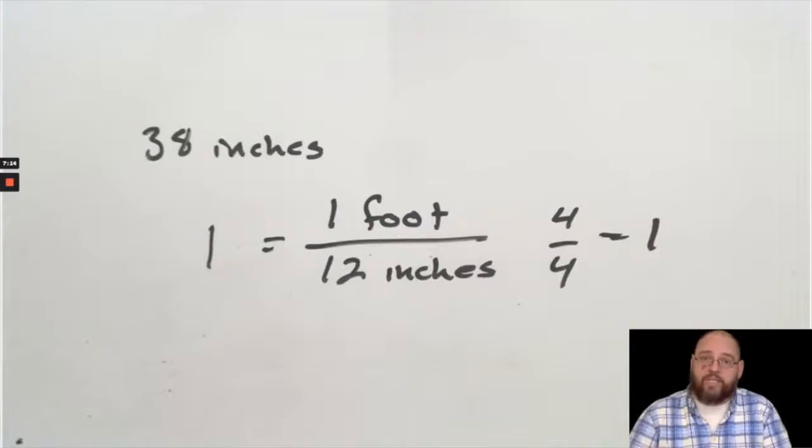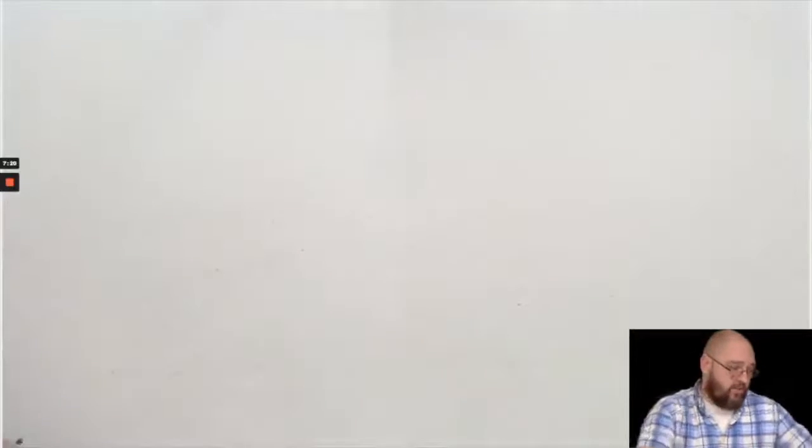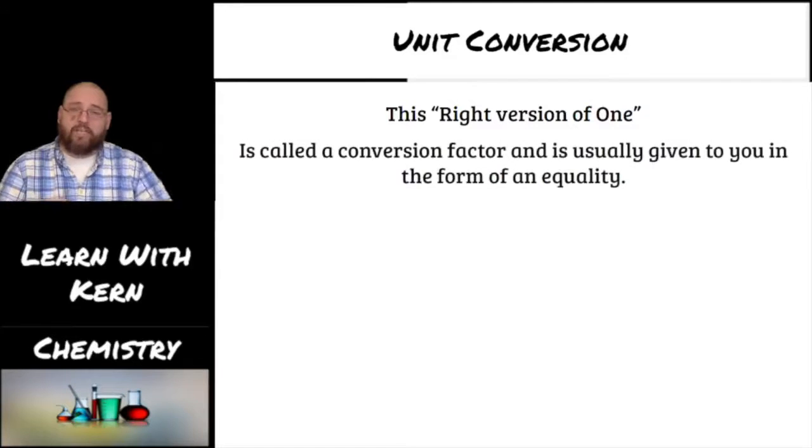it, because what we're doing is we're setting up a fraction in which our units will get changed. So this right version of 1 that we talk about, this fraction that we set up where we have equal quantities on top of each other, is called a conversion factor. And it's usually given to you in the form of an equality. One thing equals something else.